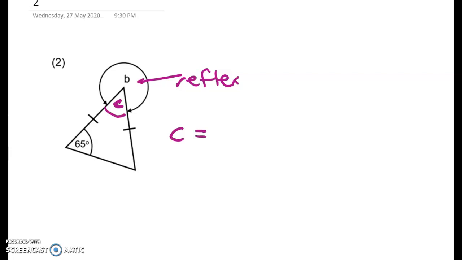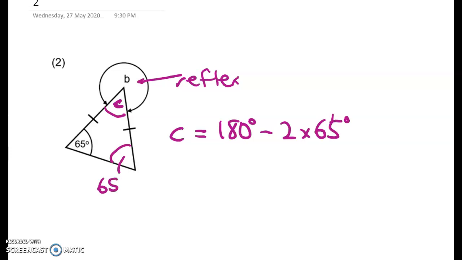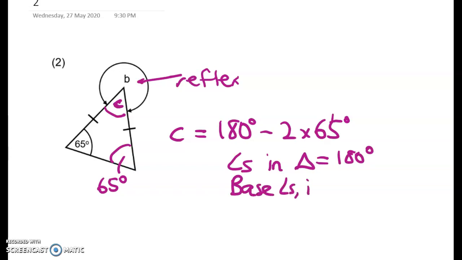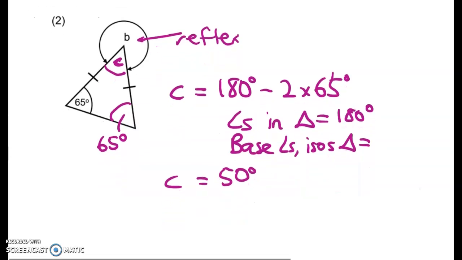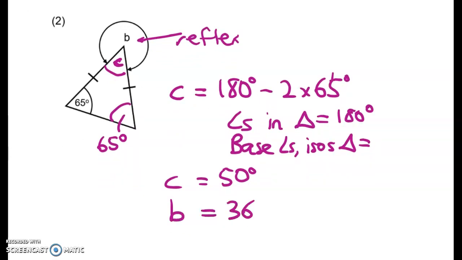And C, angle C, is equal to the leftover bit, right? 180 degrees, take away 2 lots of 65, because we've got another isosceles triangle. So I have to write that reason down. So angles in a triangle equal 180, and base angles in an isos triangle are equal. So C works out to be 50 degrees, and that means that I know angle B is equal to 310 degrees.